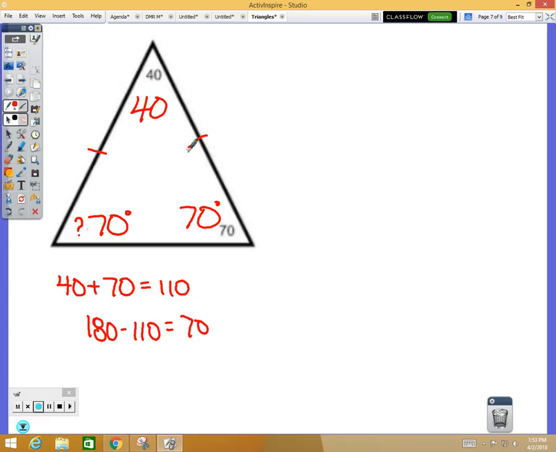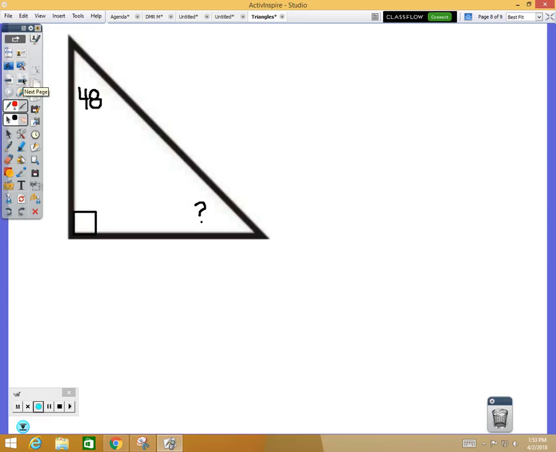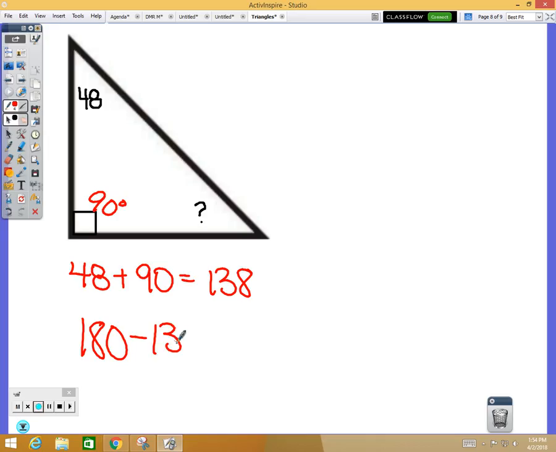All right, we'll do one more and then we'll be done. This one, there's only one number listed, 48. But what else do you know? This is 90, that's correct. So if you have a 48 and you have a 90, that's going to give you a total of 138. Using your calculator, don't just do it mentally, make a mistake.